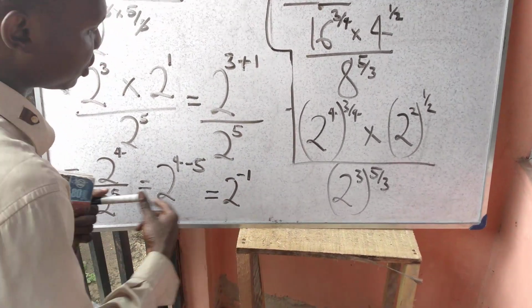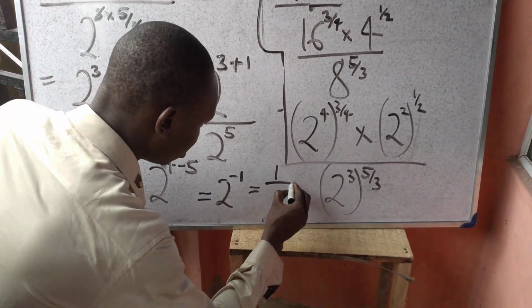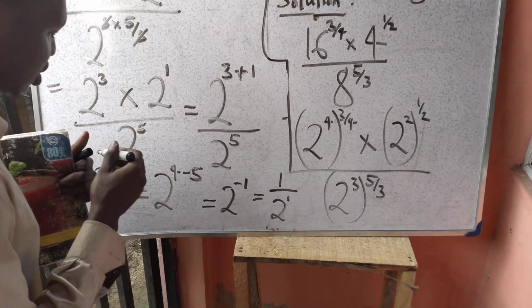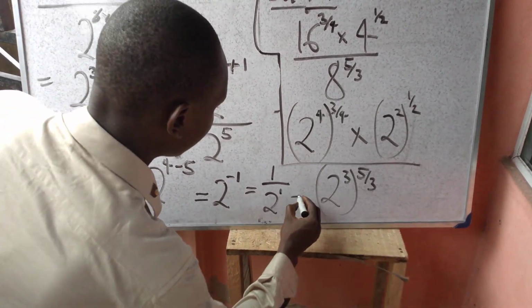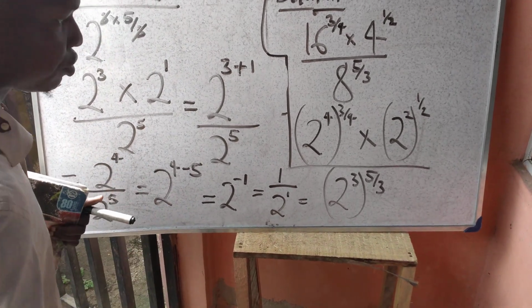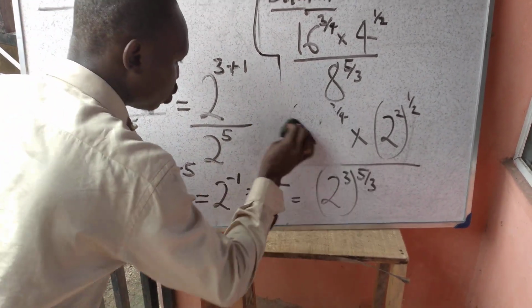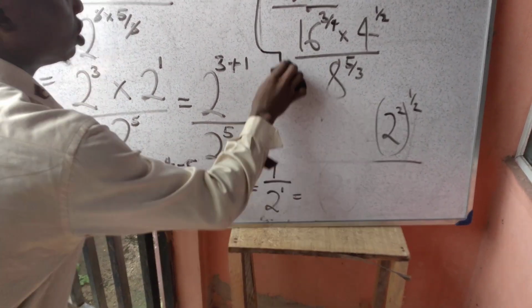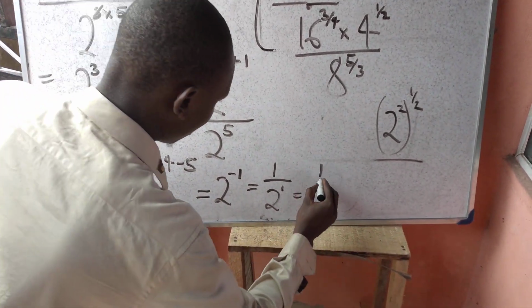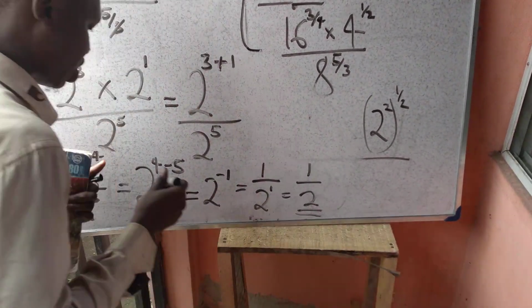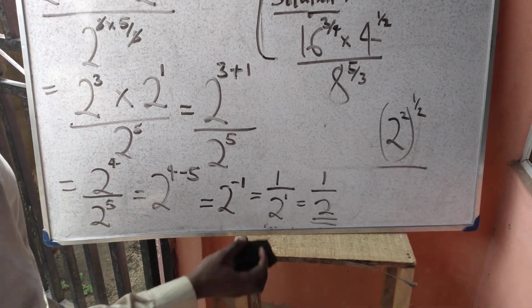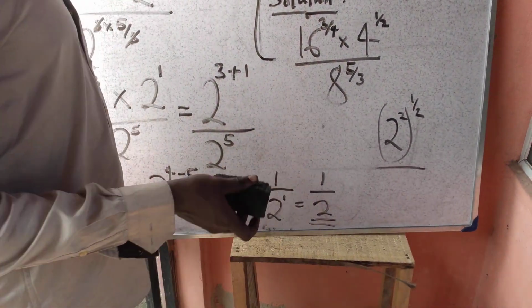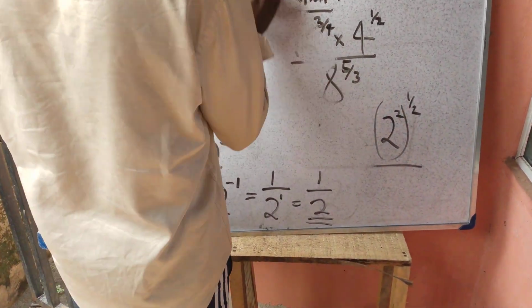a negative index. So this will be the reciprocal of a number raised to a positive index. That is 1 over 2 raised to the power 1. And 1 over 2 raised to the power 1 will be 1 over 2. Can I have the answer as 1 over 2 or 0.5? 0.5 is a decimal. Alright, so we have come to the end of the teaching for today.